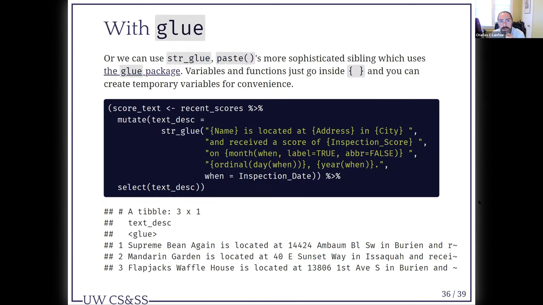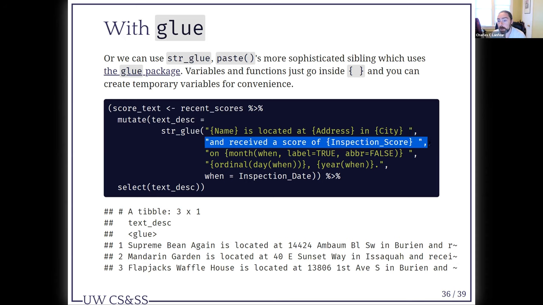Well, another way to do this is with a package called glue in R that automatically gets loaded when you load stringr. To use the glue package, you can use str_glue and instead give this beautiful syntax instead of paste. This here is squiggly bracket name is located at address in city. And then once I've run out of space on the line, I can just go to a new line just for my convenience.